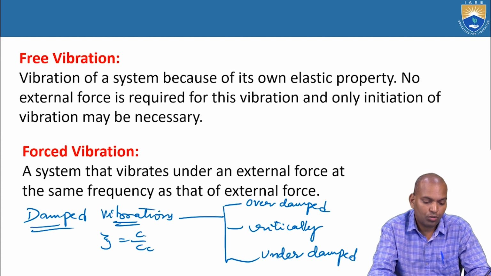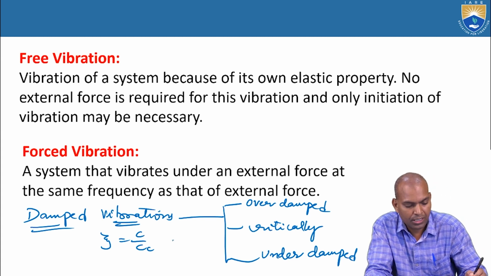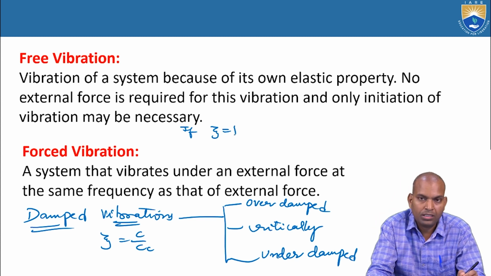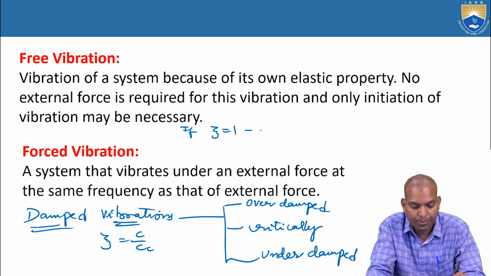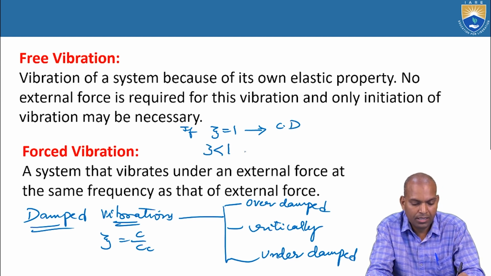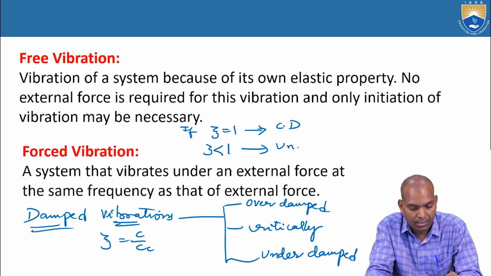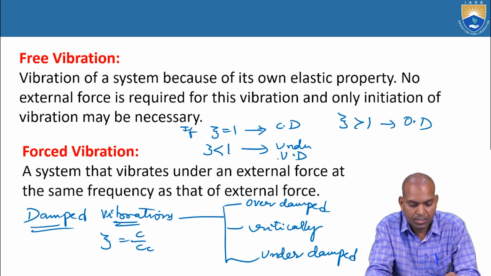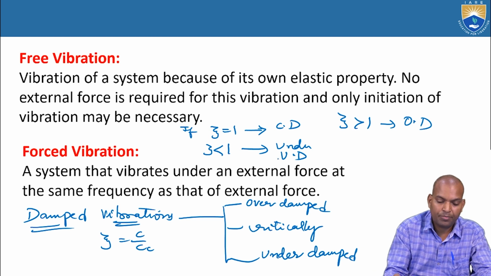If zeta equals 1, then it is known as a critically damped condition. If zeta is less than 1, then it is known as underdamped. If zeta is greater than 1, then it is known as overdamped, OD. That is, UD is underdamped, CD is critically damped.